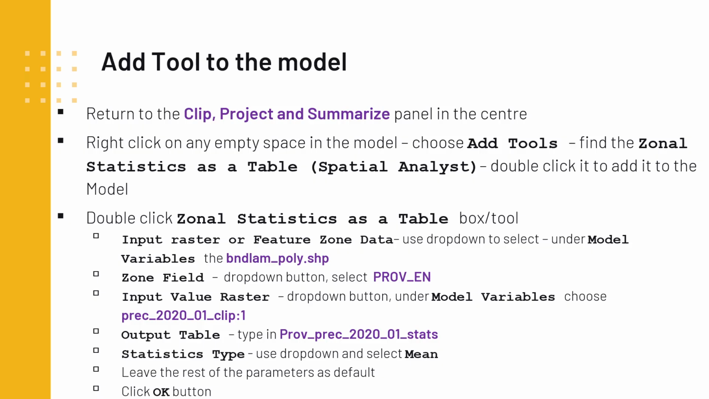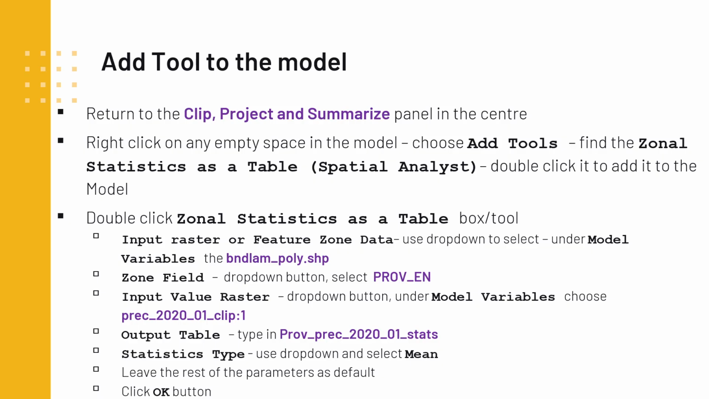From there we need to select our input value raster. Again, we're going to use our drop down, and under the model variables, we're going to choose our PREC_2020_01_clip:1. And again, that :1 is just to remind you that you want to use the one that the model itself already created, as opposed to the one that is currently showing in your map. At this point, they're exactly the same thing, but there is no guarantee that file would have been added to your model to start with, which is really important for repeatability.